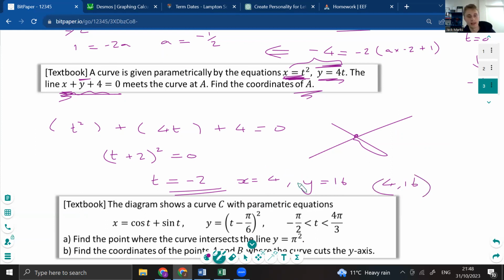Okay, so a little bit different this one because you're substituting in the parametric bits of the line to a Cartesian line for the other one. So you do need to watch out for that one a little bit.